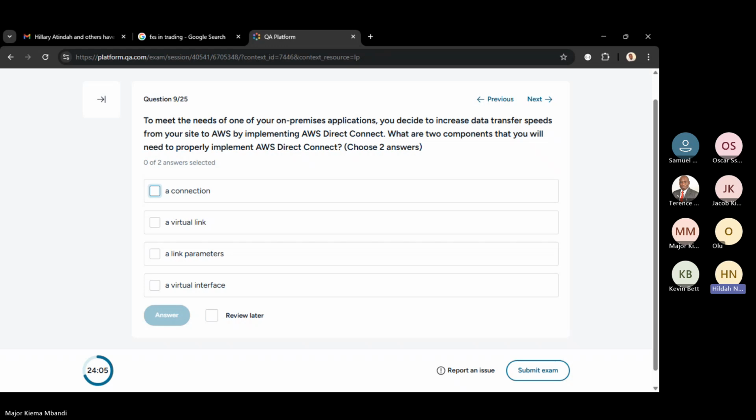Okay. To meet the needs of one of your on-premises applications, you decide to increase data transfer speeds from your site to AWS by implementing AWS Direct Connect. What are two components that you will need to properly implement AWS Direct Connect? Choose two answers. A connection, a virtual link, a link parameters, a virtual interface.